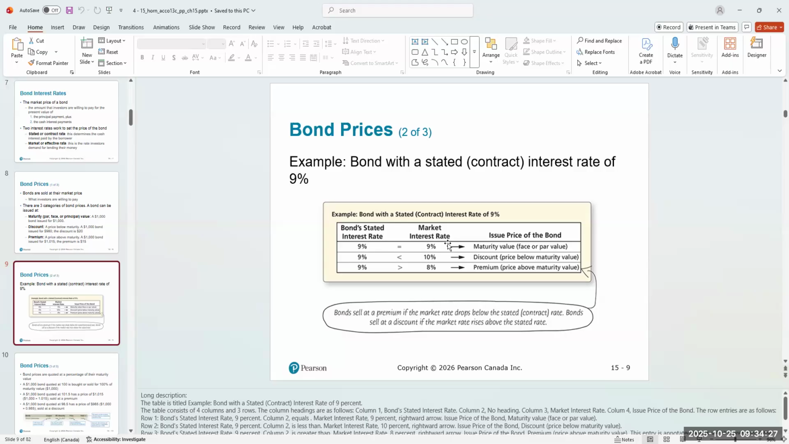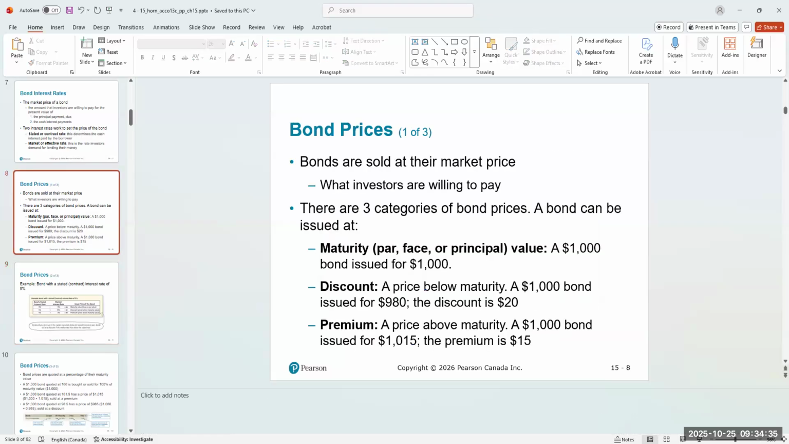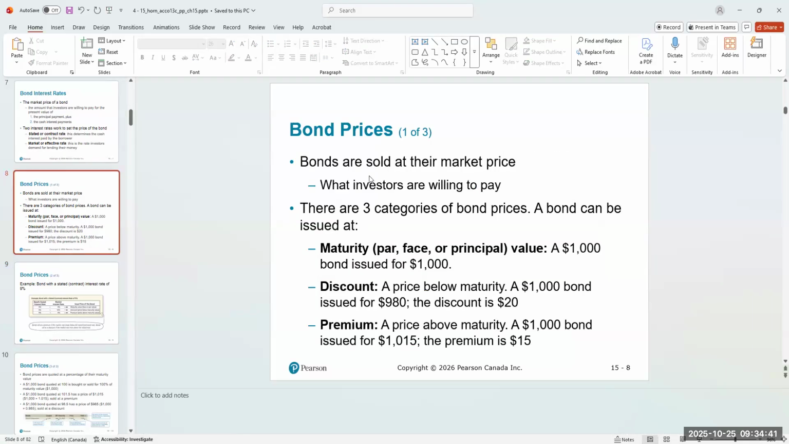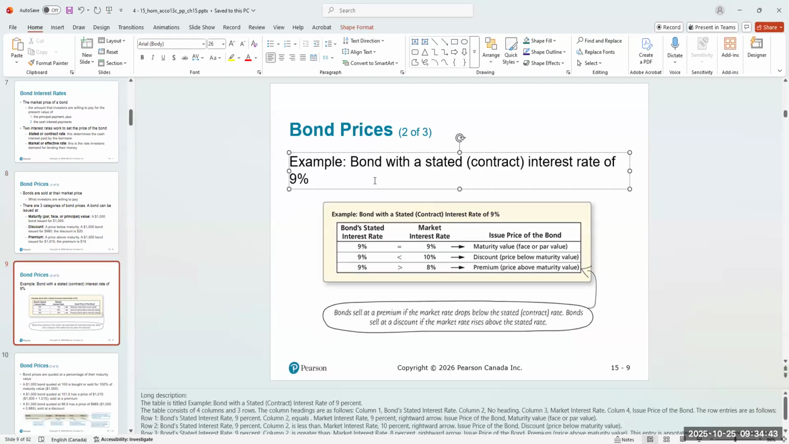Again, the market gives you 15%, not 10%. So basically here, I'm changing the scenario. I'm giving you 9%. Let's try again. I'm giving you 9%, the market gives you 15%.